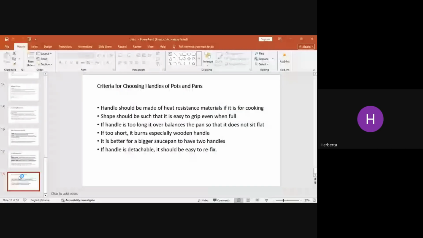How do you choose a handle for a pot or a pan? The handle should be made of heat resistant material. So normally an insulator will be the best, because it should not accumulate heat.